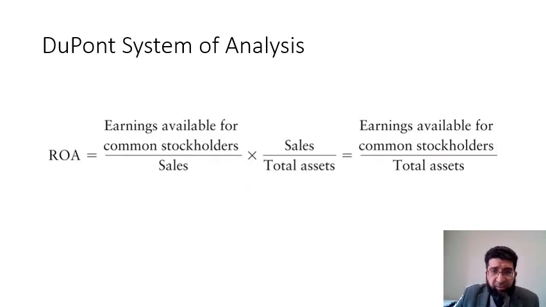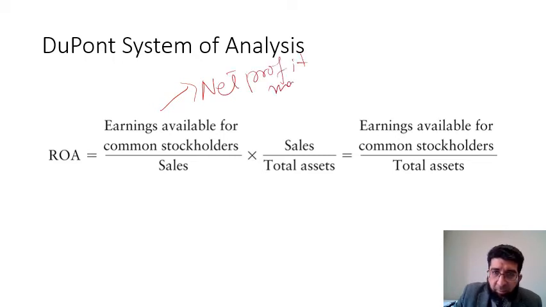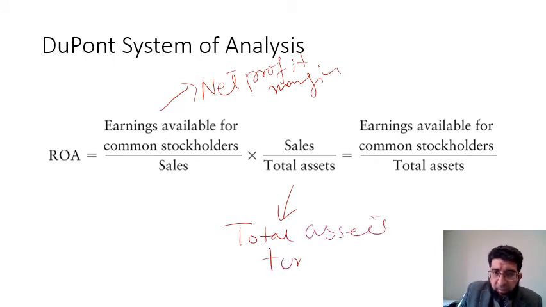So the DuPont system is basically ROA equals earnings to sales, which is the net profit margin that we discussed, times the other one, which is sales to assets, the total asset turnover. Now, if you see this, if you cancel the sales from both ratios, we have earnings to total assets.